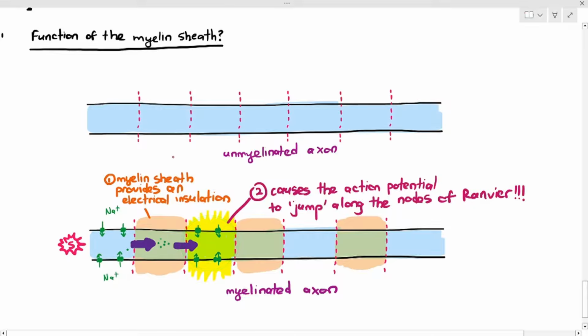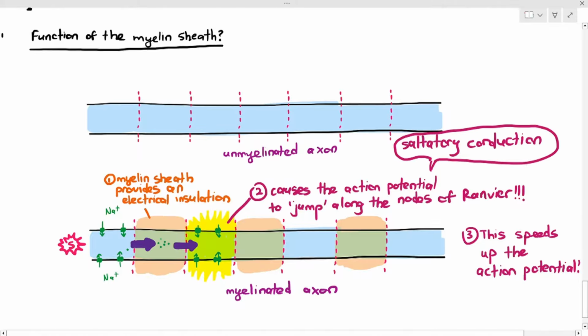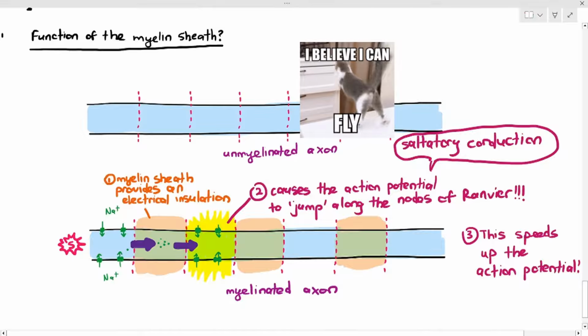So it implies that the action potential or the depolarization is jumping along the nodes of Ranvier, and therefore this will actually speed up the action potential. And by the way, we also call this the saltatory conduction, because the saltatory conduction just implies that the action potential seems to be jumping. The word jumping here is used in a figurative sense. No one is jumping, by the way. Nothing is jumping. Some students are like, teacher, is the axon actually jumping? No, it's not.